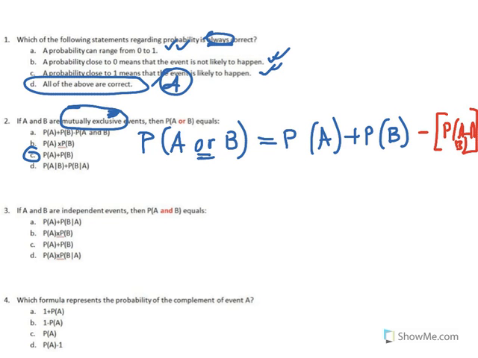Moving on to question 3. If A and B are independent events, then P of A and B equals. Now we do have conditional probability where you add events A and B. So it's going to be either A: P of A plus P of B given A, B: P of A times P of B, C: P of A plus P of B, and D: P of A times P of B given A.